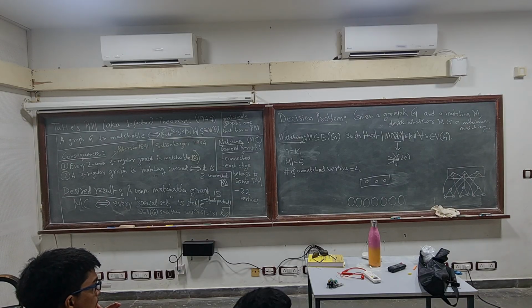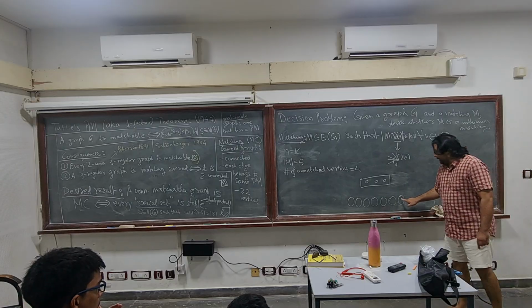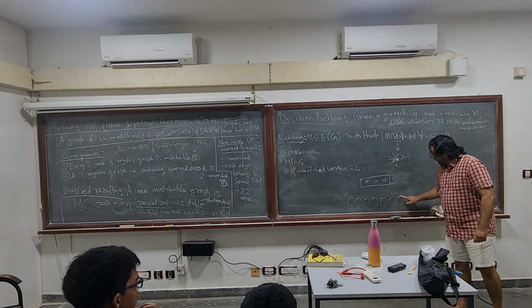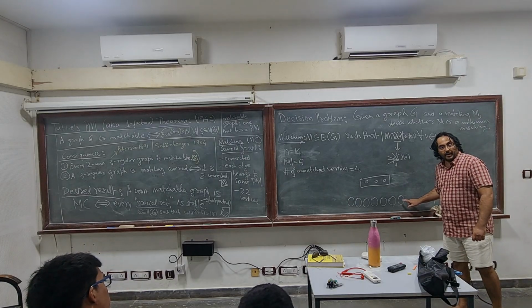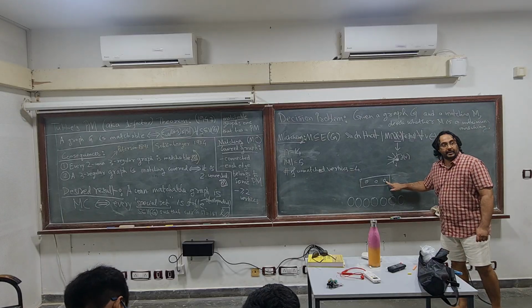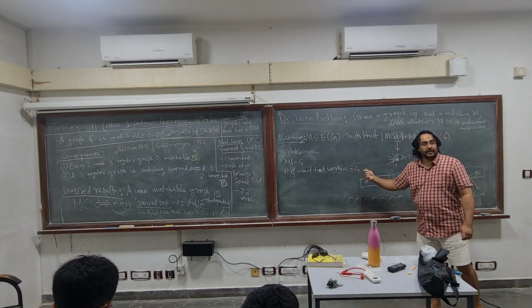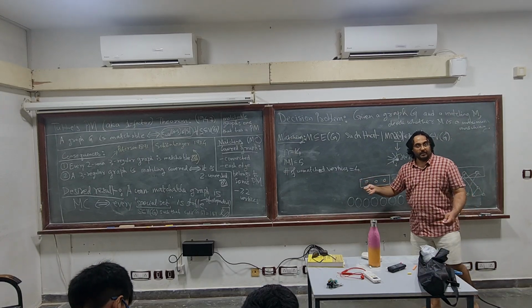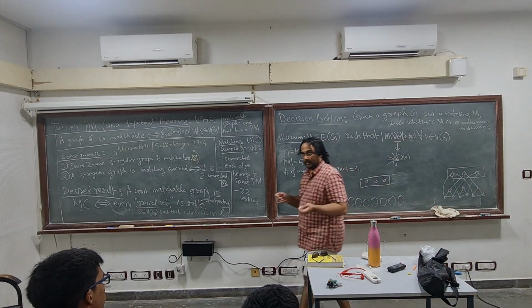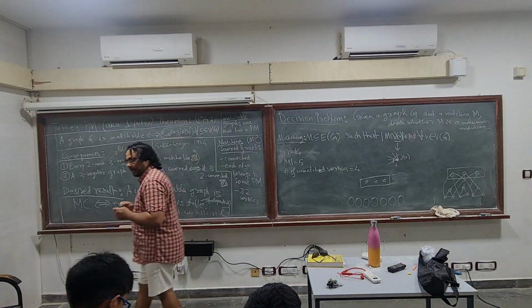Because in any matching, either I will match all the vertices in an odd component, in which case I will have to use one vertex from this set, or I will get at least one vertex in an odd component that is not matched. You all agree? Does that make sense? Okay. Let's write down a formal statement.